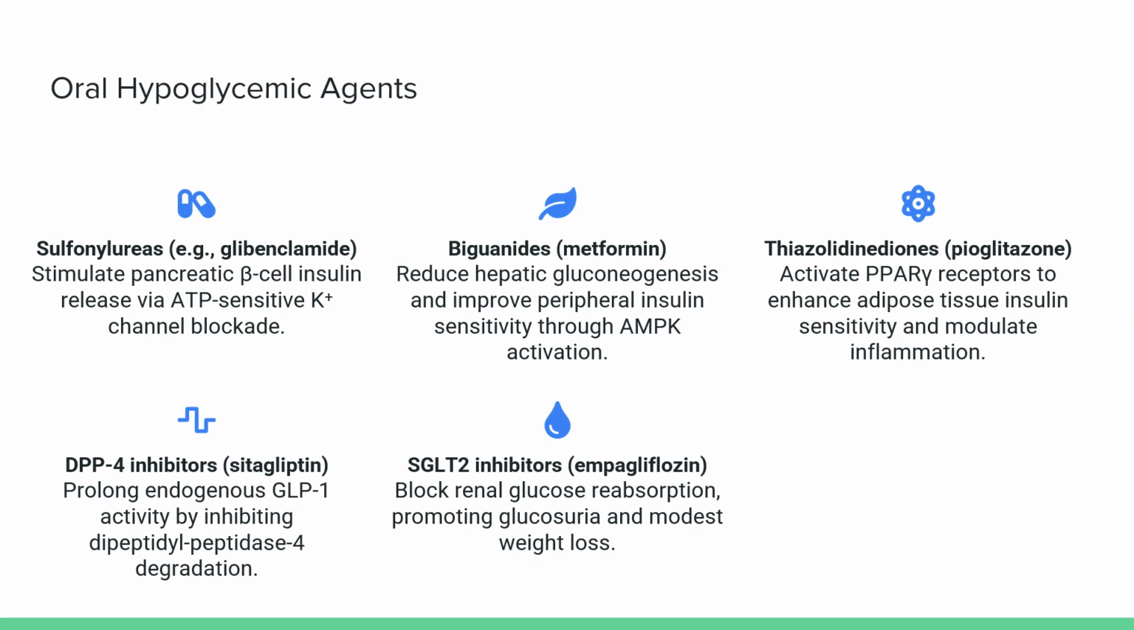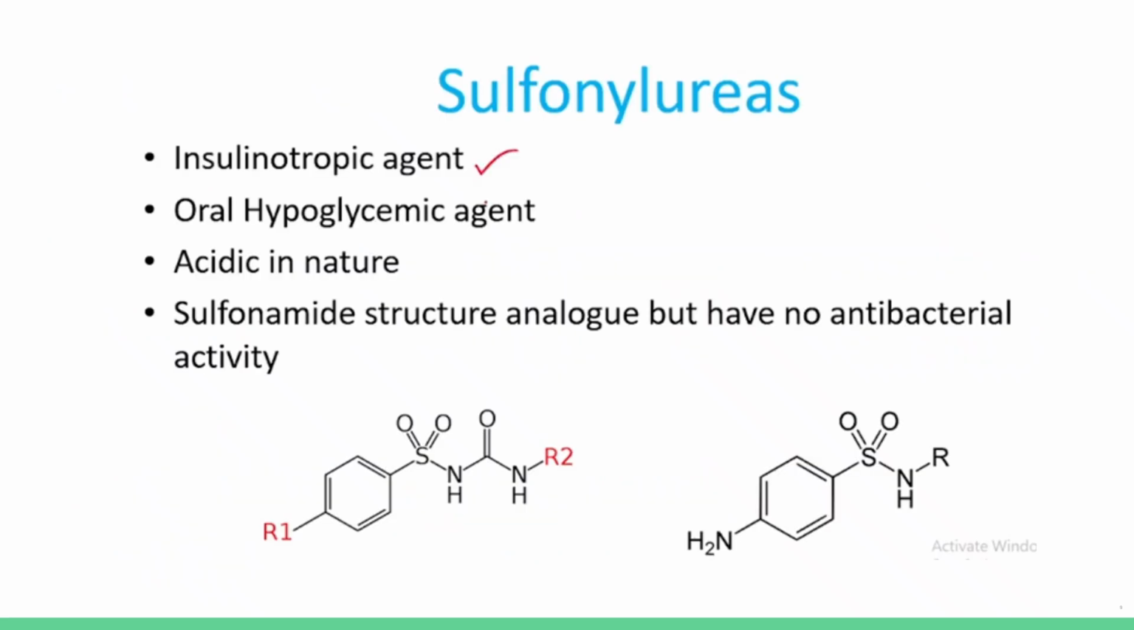And in the case of sodium glucose cotransporter 2 inhibitors like empagliflozin, they block the renal glucose reabsorption, promoting glucosuria and modest weight loss. Then when we are coming to the sulfonylurea, which is the most important class, it is known as an insulinotropic agent and a widely used oral hypoglycemic agent, and this is acidic in nature.